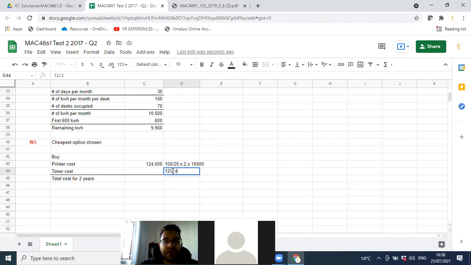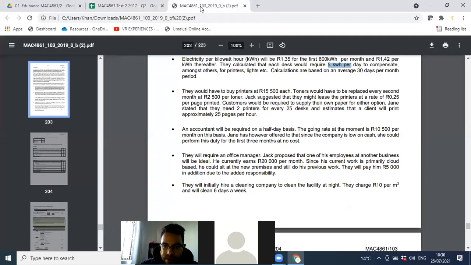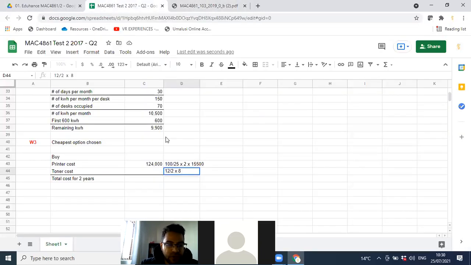How many printers are there? There's 8 printers. What's the cost of a toner? I don't know now. The toner is 2,500 Rand. Okay, so 48 multiplied by 2,500. That is going to be the total cost per year. But remember, we're working for a 2-year period. So I'm going to multiply by 2.